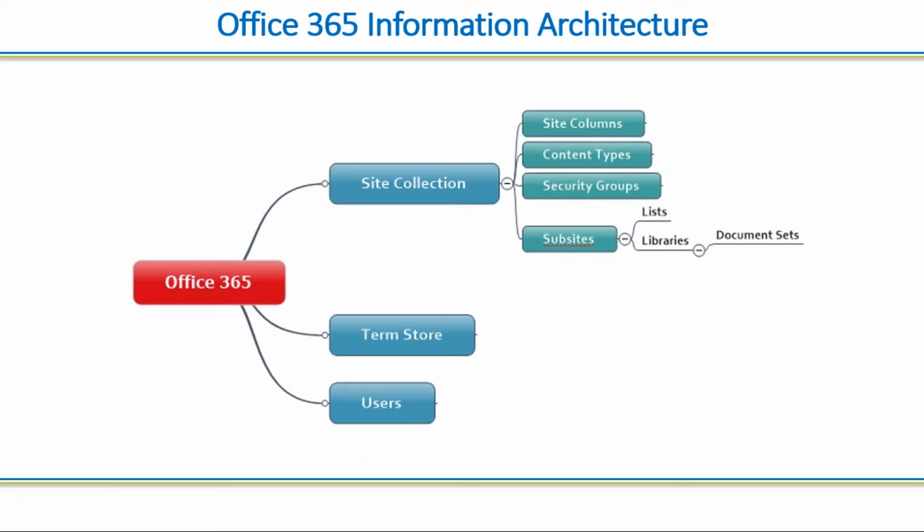Above the site collection level, we also have the term store, and we'll talk more about that, which is a way to provide a hierarchy of tags that you apply to your content. And that hierarchy, that structure, is something that you can share across all of your sites and across all of your site collections. So it becomes a common central place to maintain that. And we also obviously have our users that are coming into Office 365. They exist at the top level as well.